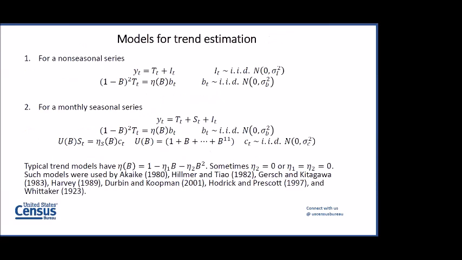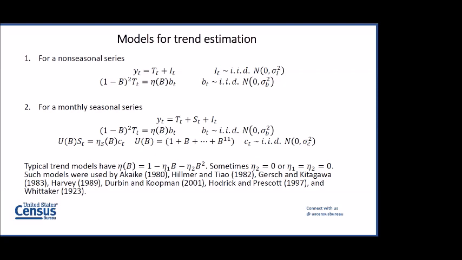So the models, well, there are two ways that I'm going to approach this, that I have approached it. One was to use just models for a non-seasonal series where the trend and irregular components followed models that came out of the canonical decomposition of the airline model. This is a bit simpler than doing it for the full seasonal series. But I also did it for monthly seasonal series, and I'm showing the models there. I'm going to focus on the trend models.